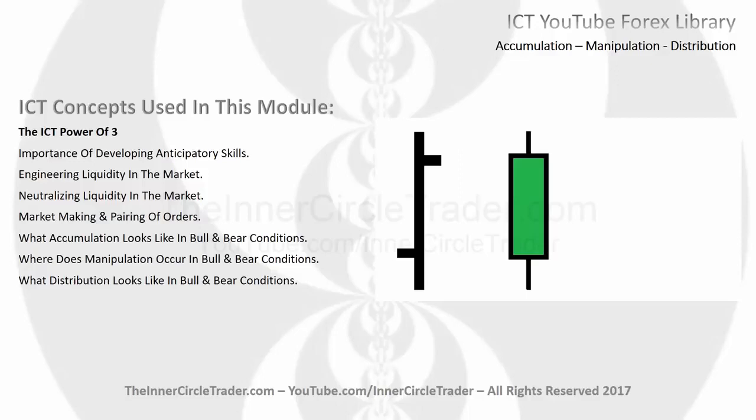But for the sake of our discussion here, and for something that you can practice and look for a few times a week, the ICT Power 3 is basically a concept of looking for accumulation, waiting for manipulation, and then looking for a period of distribution.